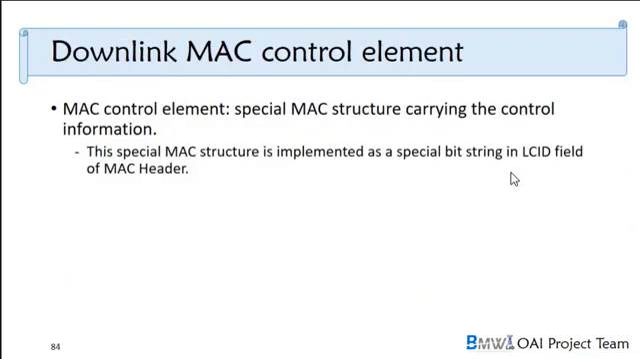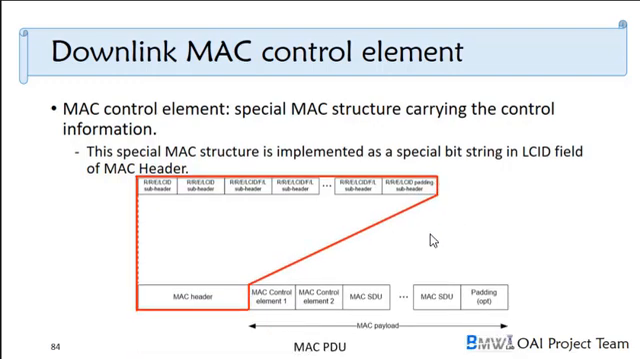And next is the downlink MAC control element. Downlink MAC control element is a special MAC structure that carries the control information. And this is the MAC PDU. It consists of the MAC header and MAC payload. And in the red circle, I mentioned the MAC header. And the MAC header has many subheaders.